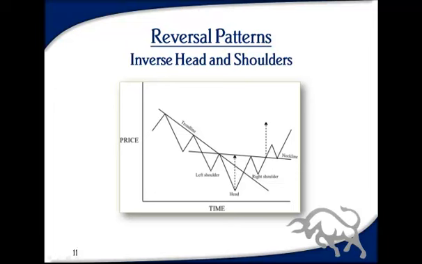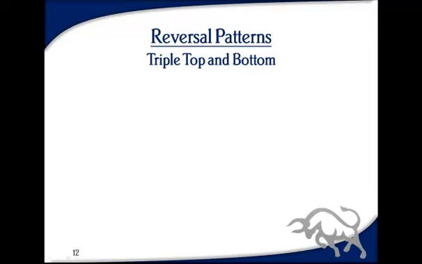As I mentioned, I'm now going to show you this one, triple top and bottom. This is virtually the same as head and shoulders. It just means that the head just hasn't come up quite so far. So it's really just about the same level as the left and right shoulders. And that applies to the top and the bottom of reversal patterns.